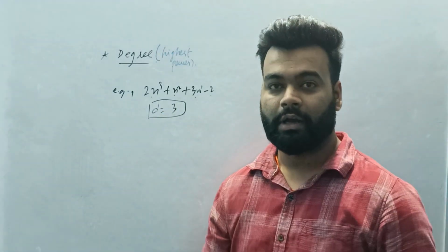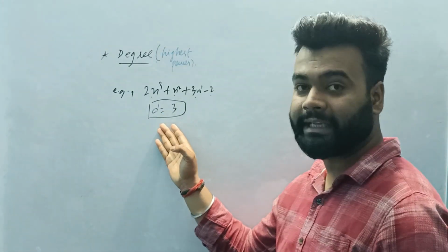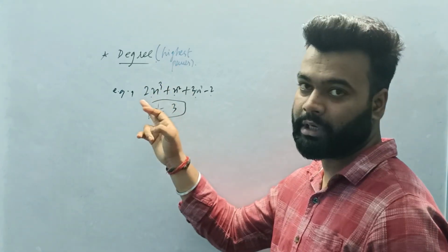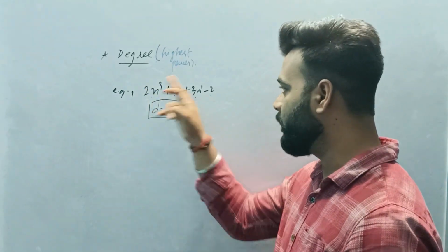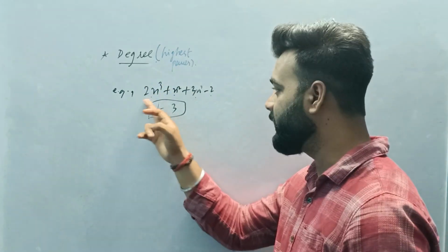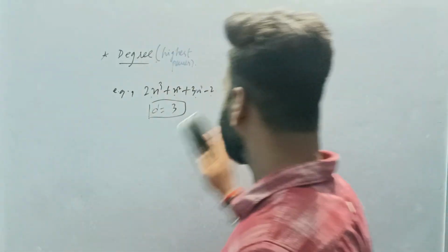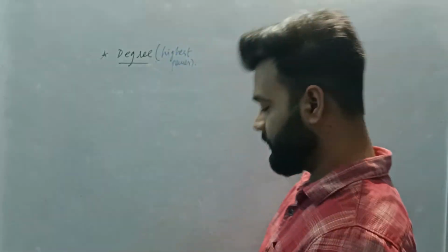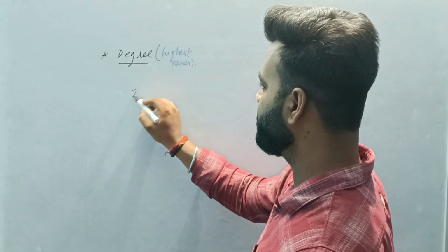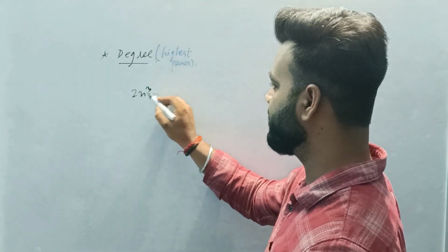Am I clear? I hope you understood what is degree. Degree means the highest power of the polynomial. So the highest power of that polynomial will be the degree of that polynomial. So the degree of this polynomial is how much? 3. Understood? Sometimes the question becomes like, sometimes it is 2x square. For example, it is 2x cube.